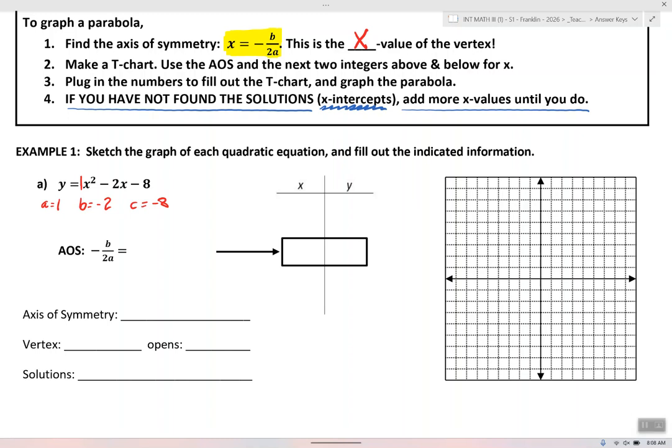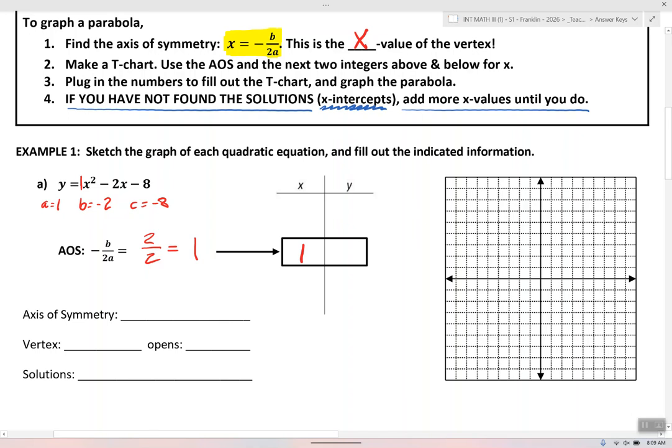Now, first of all, we want to find the axis of symmetry. That's going to be that middle line, that middle point for our parabola. And we do that by taking negative b over 2a. So negative b would be positive 2. 2a, that's 2 times 1, that's also just 2. So our axis of symmetry here is 1. And that is going to go here for x.